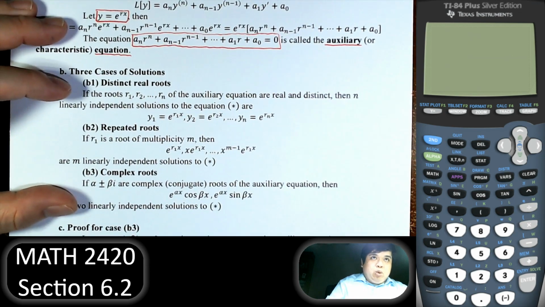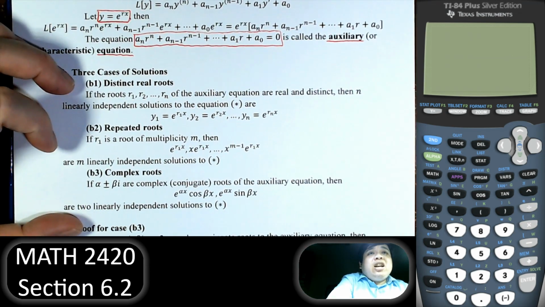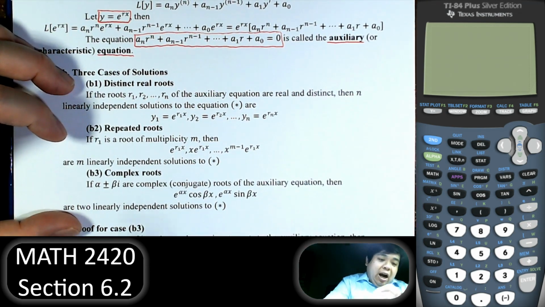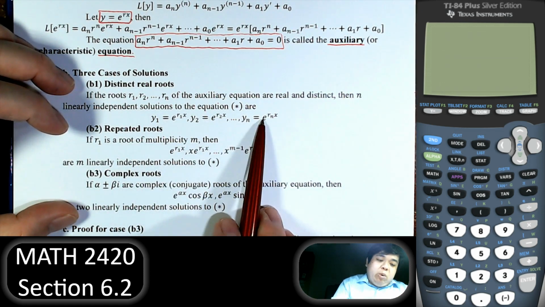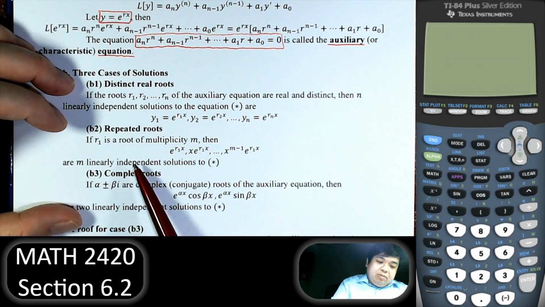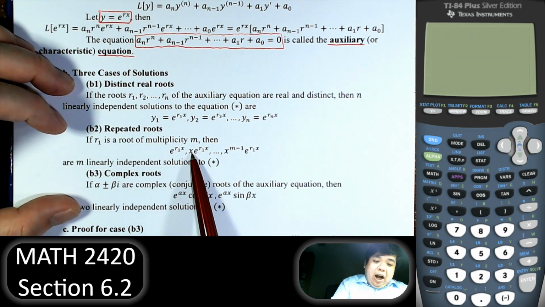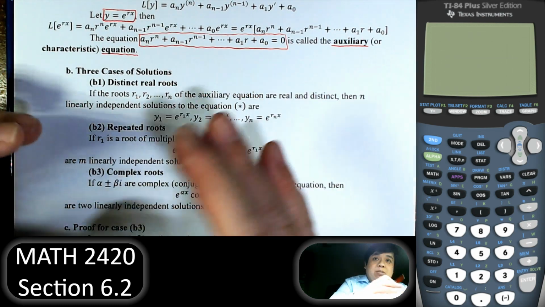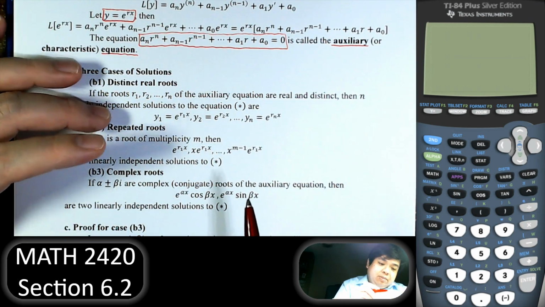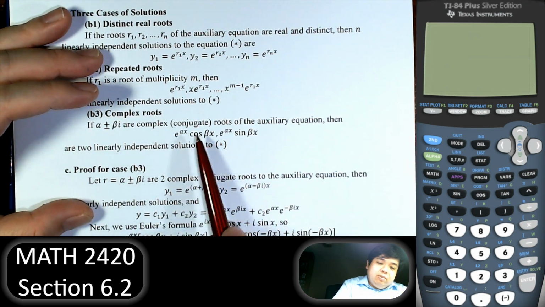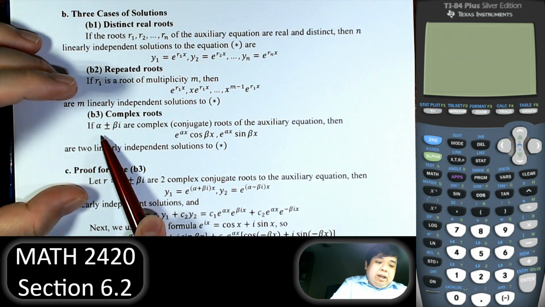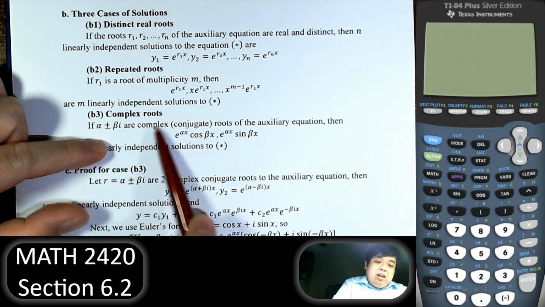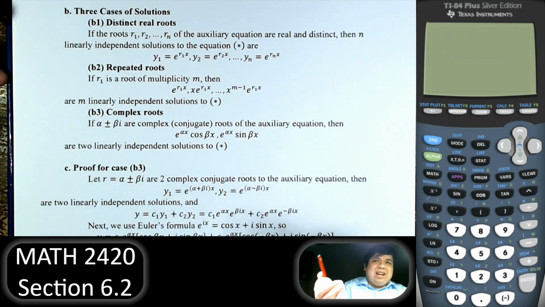Right, and then the three cases. This is exactly what we have in chapter 4, where we have distinct real roots. Then we have the repeated root. To make them linearly independent, we have to attach x to it, so that all of them will be linearly independent. Complex roots in the form of alpha plus beta i, the solution is this. So that's exactly like what we have in chapter 4.